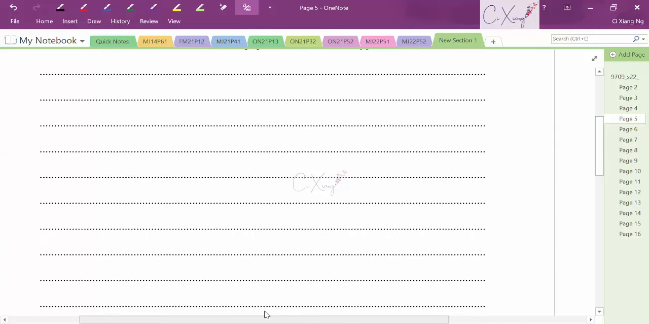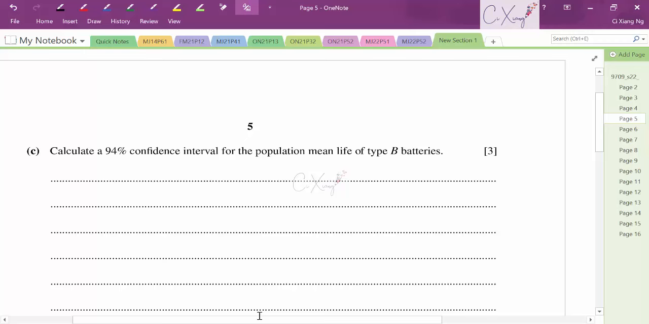For part C, they want us to calculate the 94% confidence interval for the population mean for type B batteries. To get the 94% confidence interval, the formula generally will be, for the limit, sample mean plus minus z, multiplied by sigma over square root n. Now let us put in all the important values here. The sample mean for this case will be 147 minus the z.